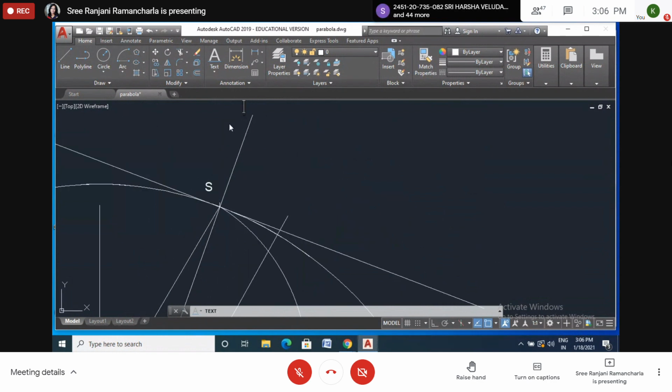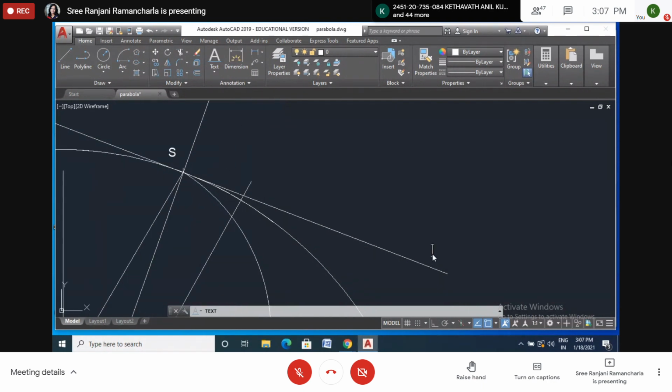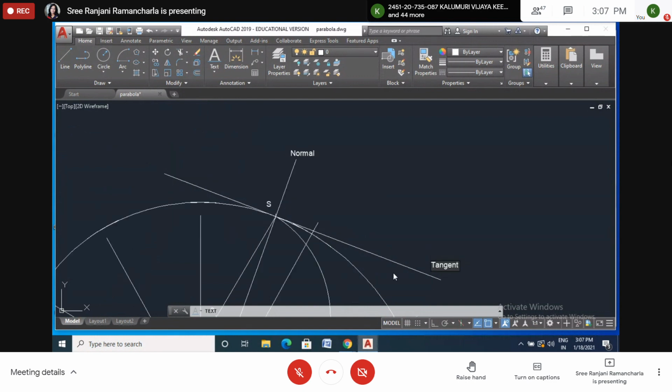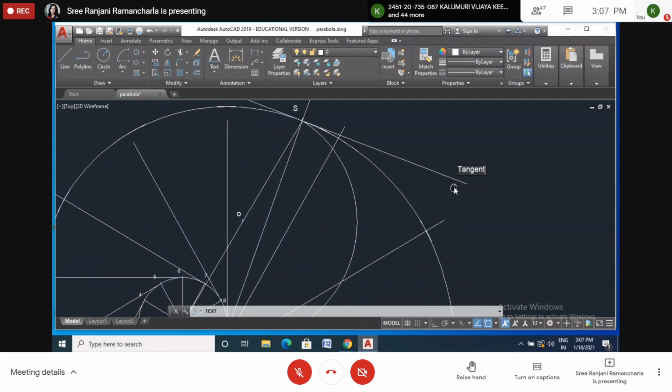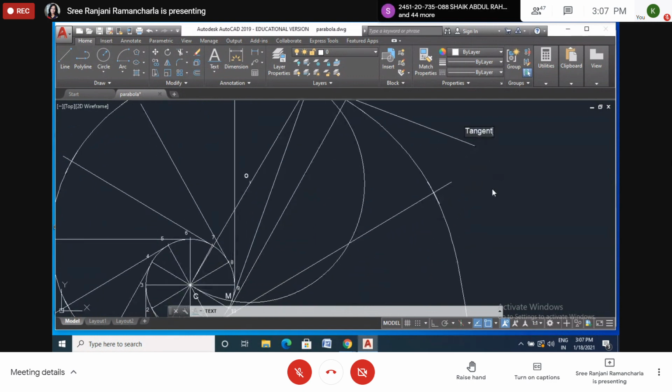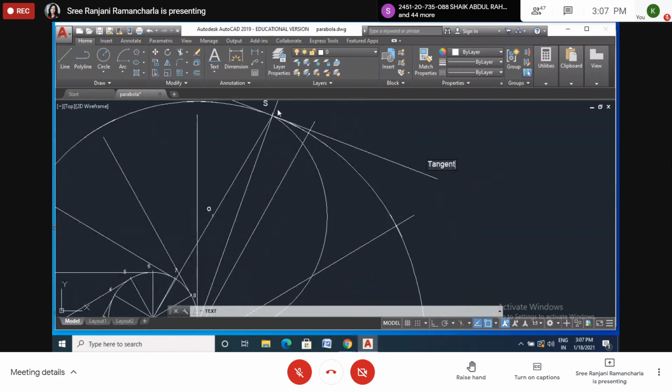So this becomes the normal. And drawing a perpendicular to this normal becomes the tangent. Now you got it? Yes, ma'am. So please draw the small line like this, showing the 90 degrees.